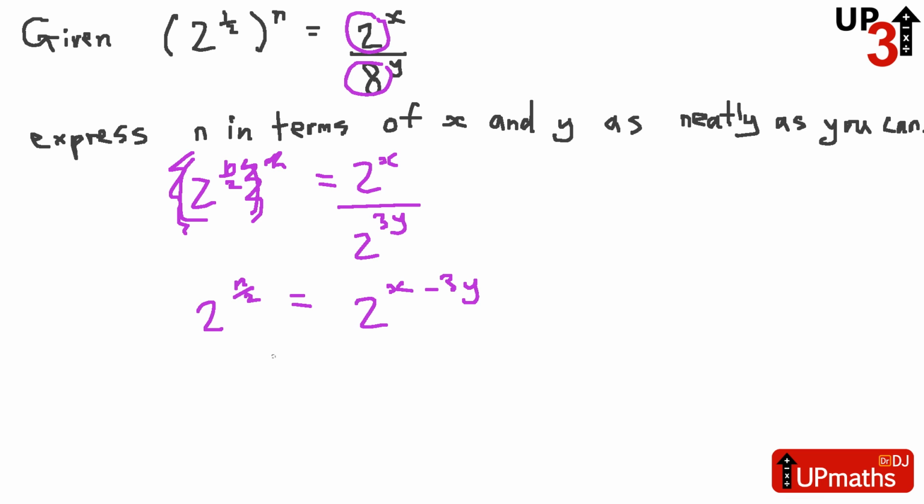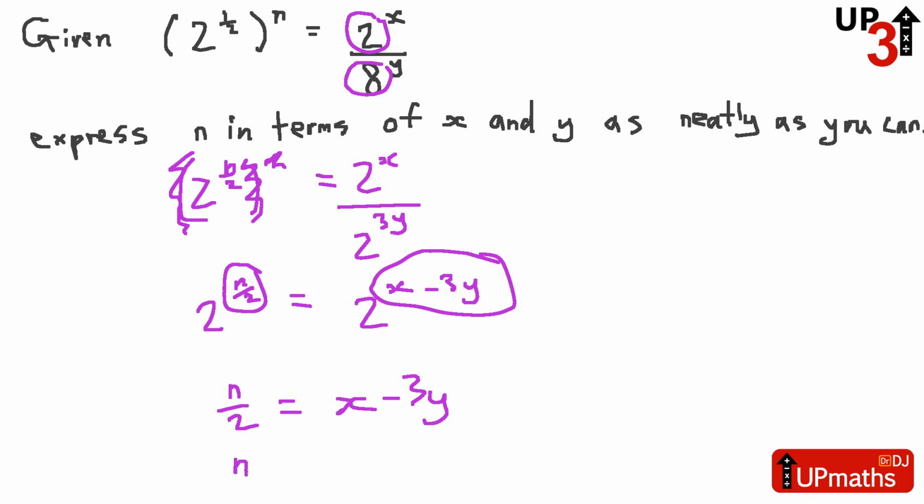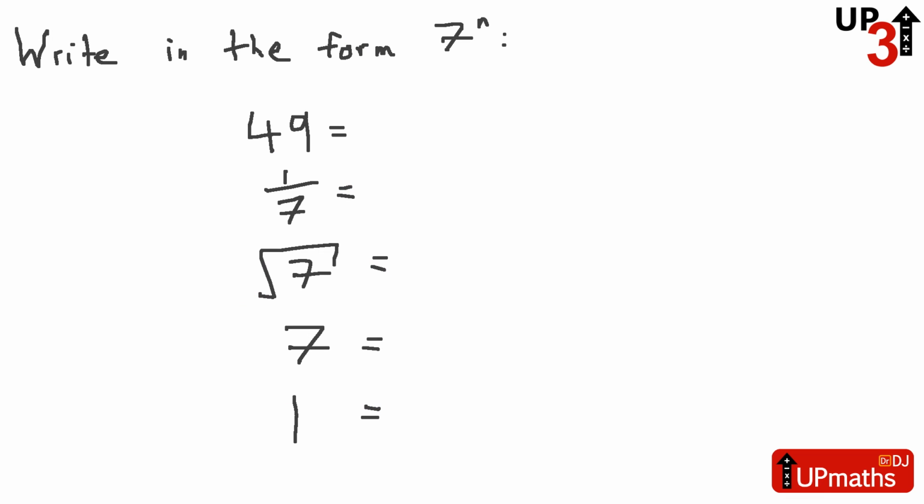Obviously this and this must be the same for the equal sign to be true. So n over 2 equals x minus 3y. I'm going to times both sides by 2, n equals 2 times x minus, oops, that's supposed to be an x, 3y. There we go. I think that's as neat as it will go. Not very neat writing, but neat in terms of letters used.